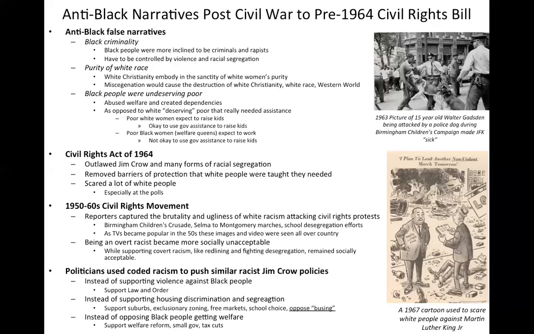So that's when I talk about this coded racism, and in a way it is reaching a certain part of the population, especially after centuries of these anti-Black narratives. It was really easy for the Republican Party to tap into that after the 1960s civil rights bills. And that's what we're going to really dive into in this section today.